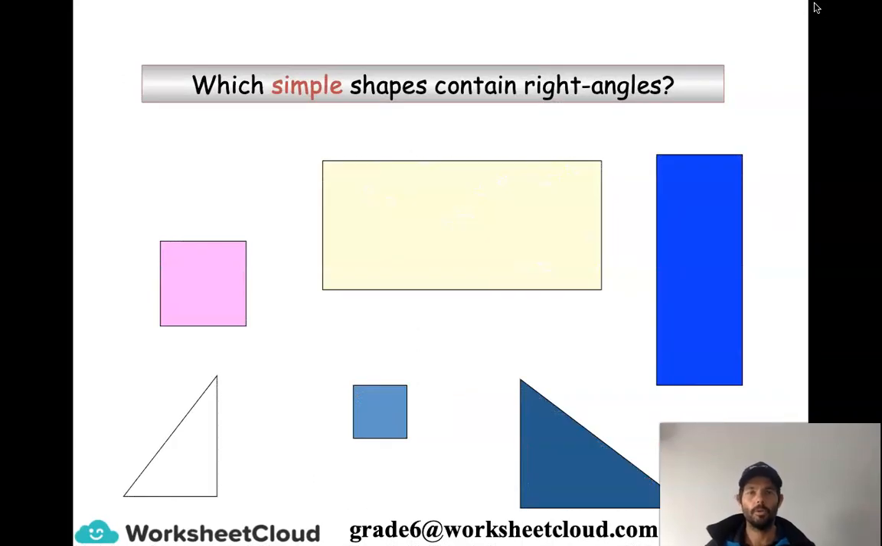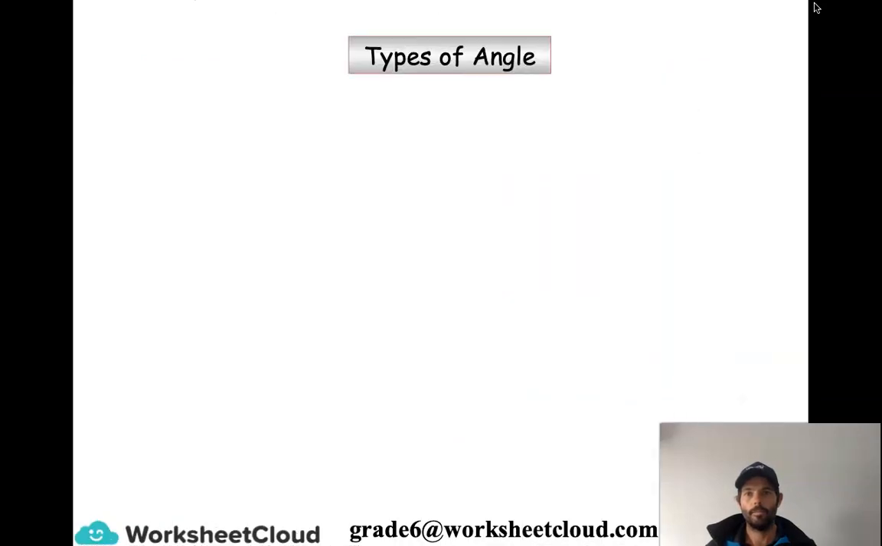Which simple shapes contain right angles? We know that a square has 4 right angles, a rectangle has 4 right angles, and a right angled triangle has a 90-degree angle, as it's called a right angled triangle. So there are some shapes which contain right angles.